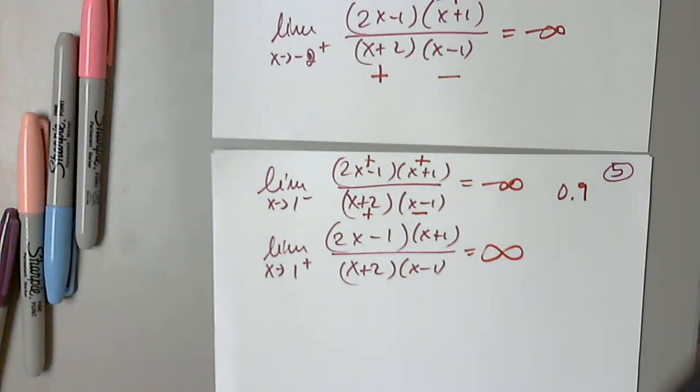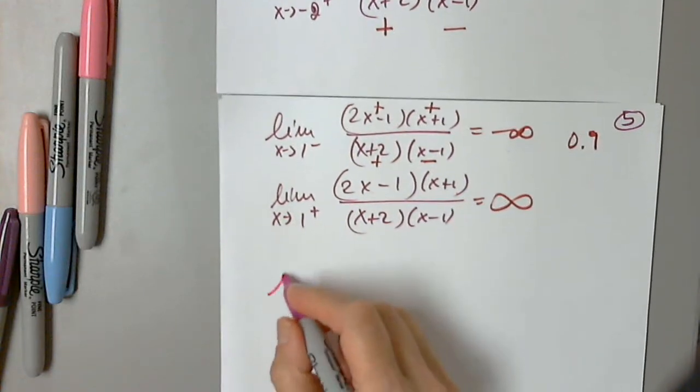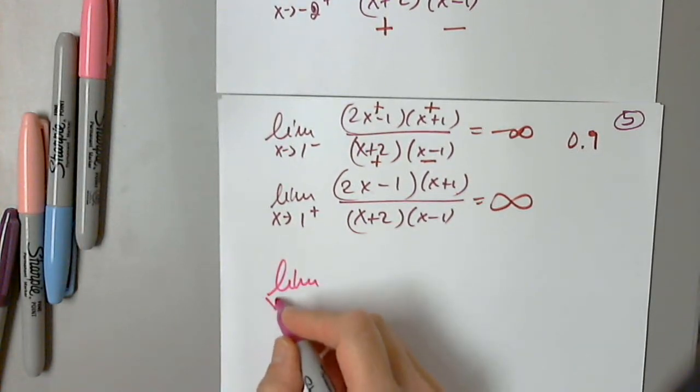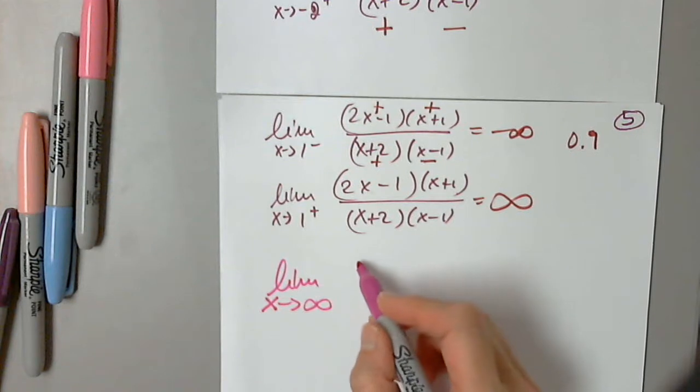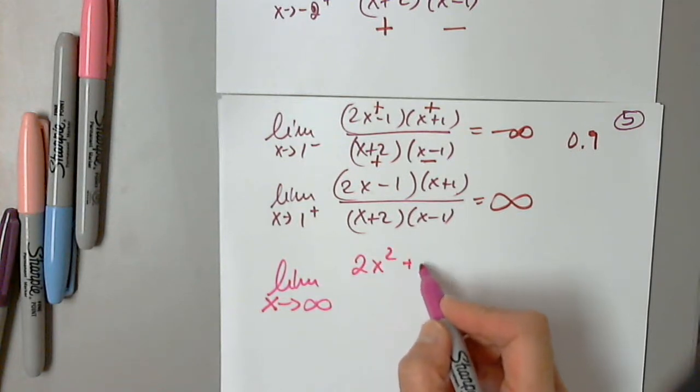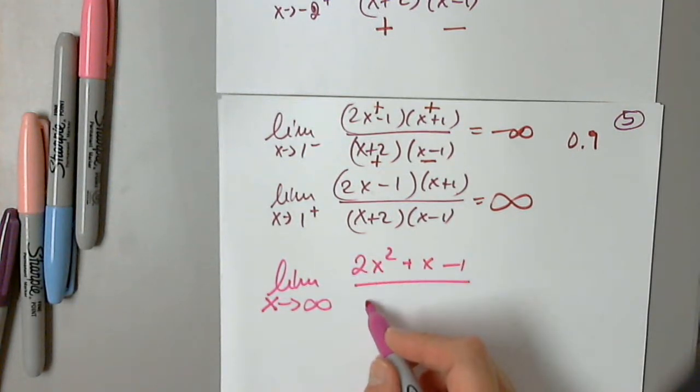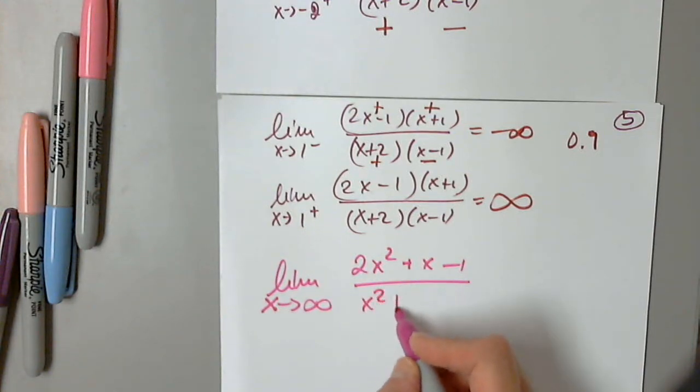So we determine the vertical asymptotes. There are no holes in the graph, and we determine the limits left and right of each. So if we were to graph this function now, we had both limits left and right of each vertical asymptote. Now we have to find the horizontal asymptote. So, limit as x approaches infinity of (2x squared plus x minus 1) divided by (x squared plus x plus 2), minus 2.